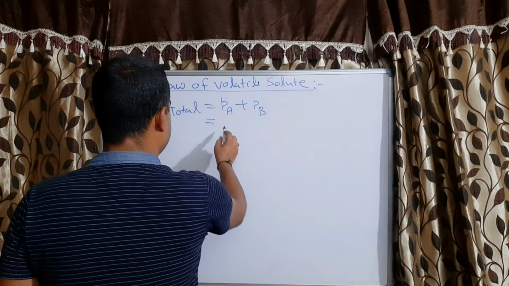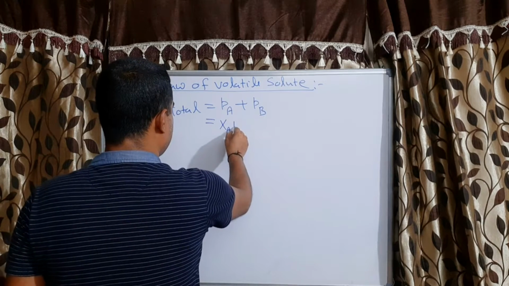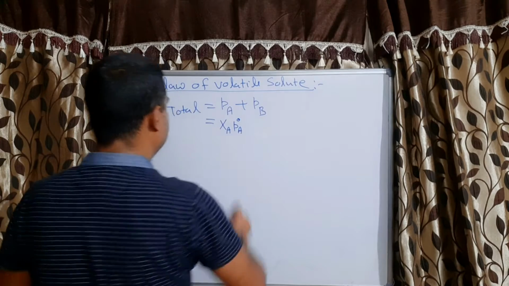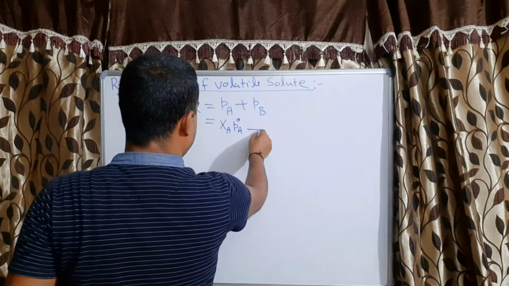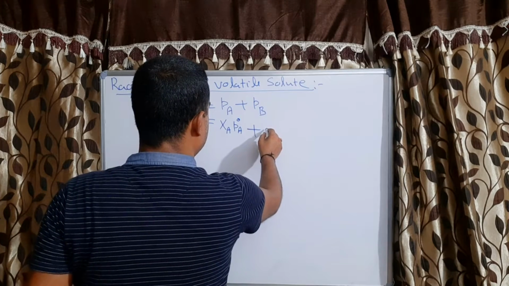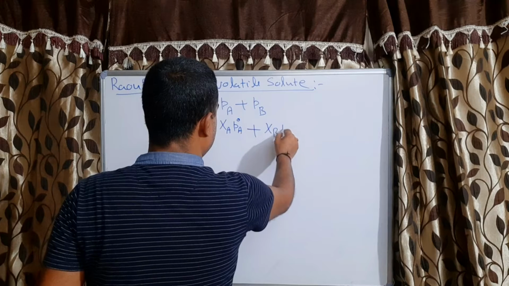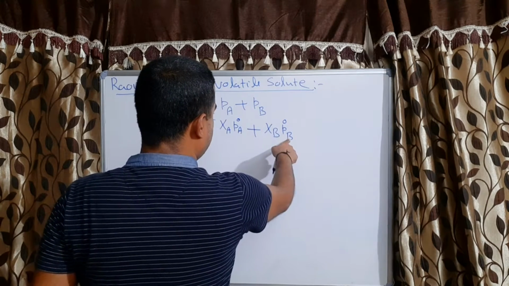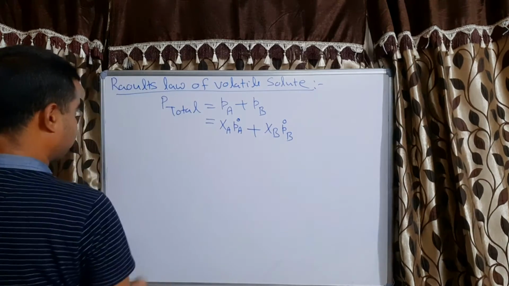So, PA will be XA into P naught A. P naught A is the vapor pressure of A in the pure state. Similarly, for PB, XB and P naught B. P naught B is the vapor pressure of B in the pure state.